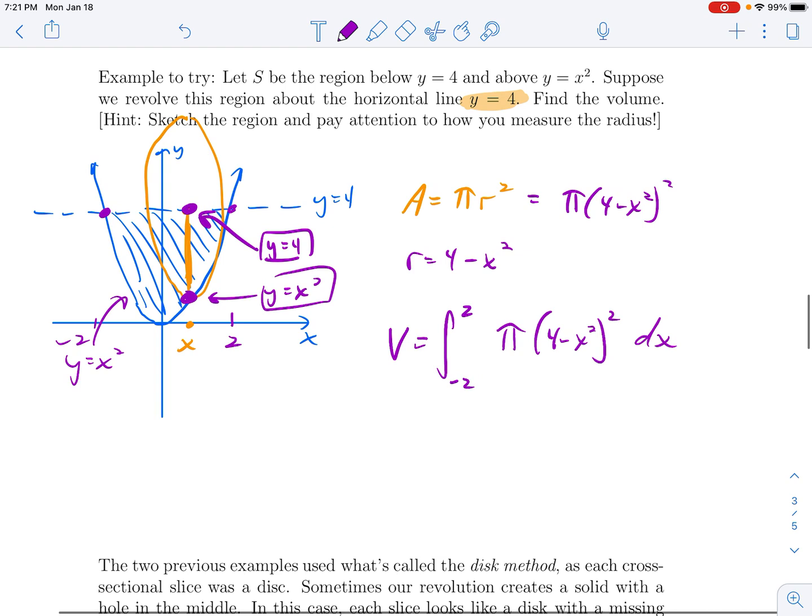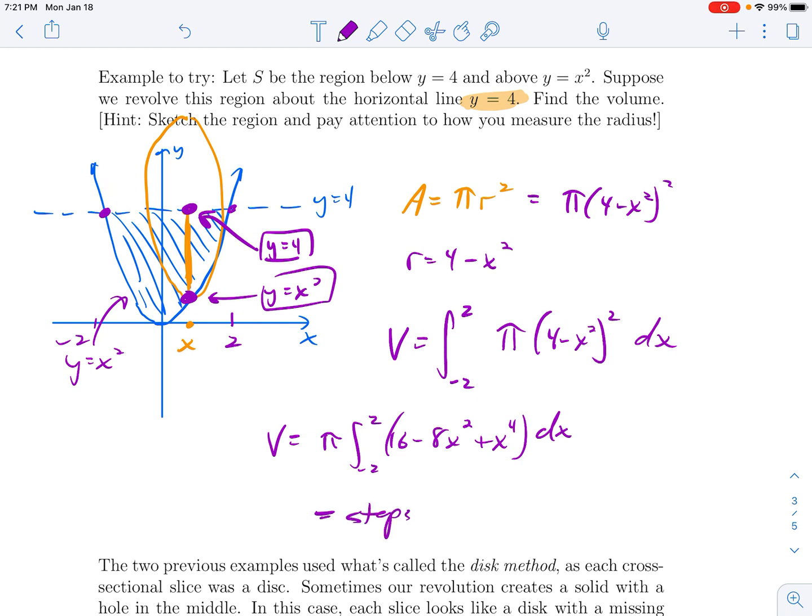And just as a quick review, I will say this one is doable by hand. If you were to do it by hand, well, let's put that pi in front. Pi is just a constant, so we can get that out of the way. And then if you FOIL out the other part, you would have 16 minus 8x squared plus x to the 4th dx. So this is doable by hand, but a bit tedious. So I'll just say steps. And then finally you get an answer.